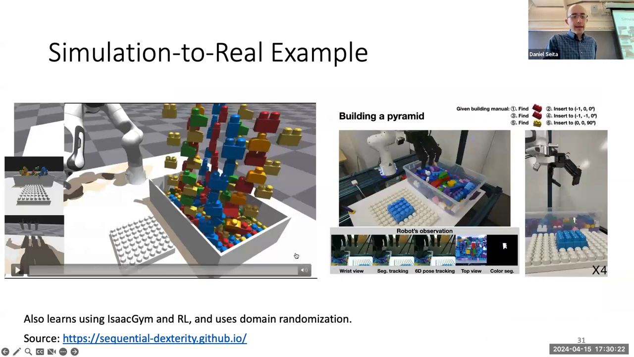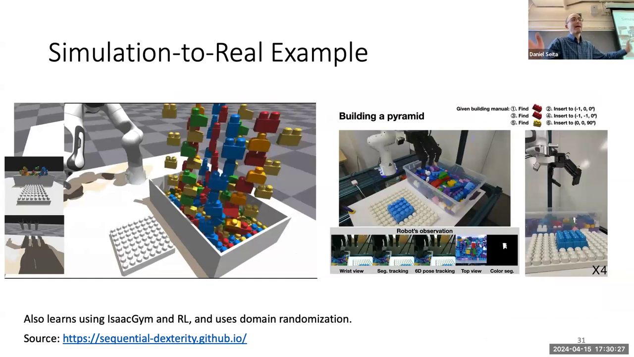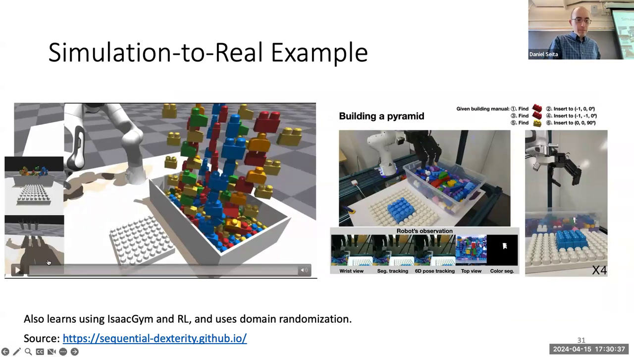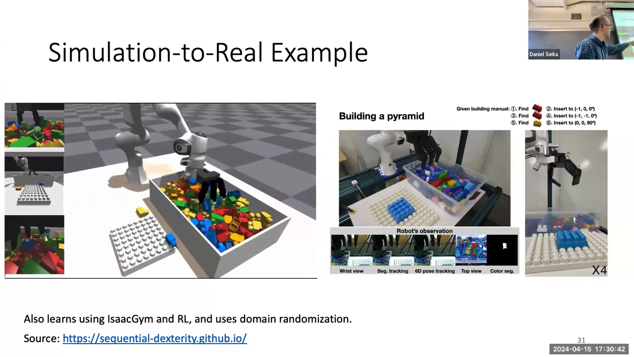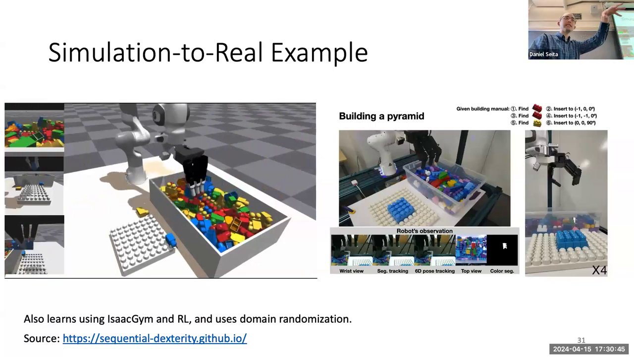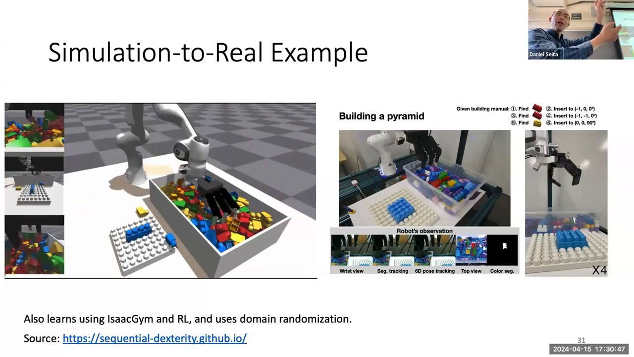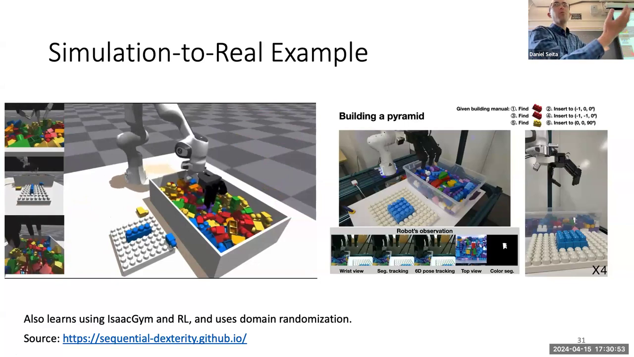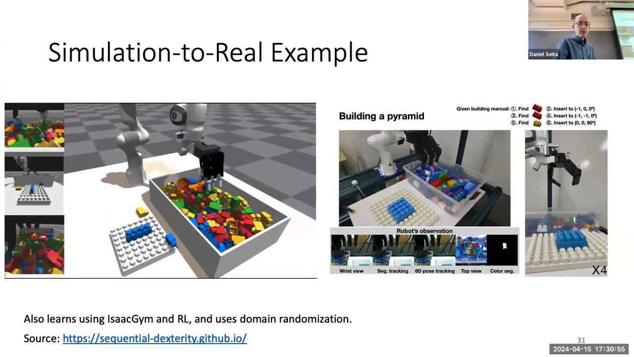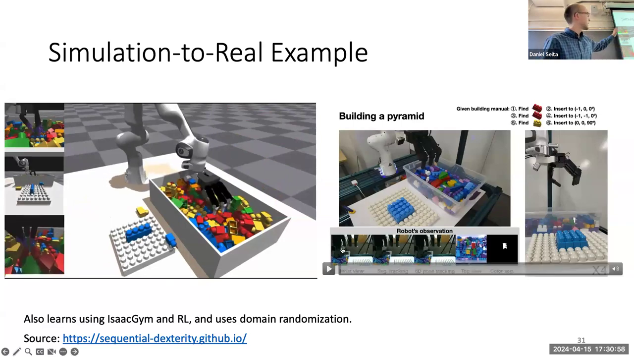All right, another example is with this paper. This is a different team at Stanford University, but they also use Isaac Gym and reinforcement learning with a lot of domain randomization involved in the training. And then you simulate a lot of things. You have your simulated hand, you use the simulated robot, try to pull out an object, and then you assemble the Lego blocks or whatever. And that's the simulator.